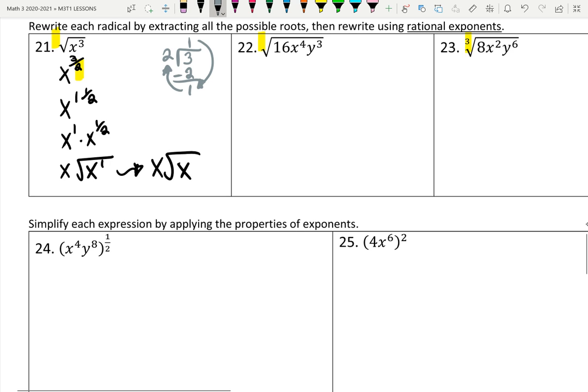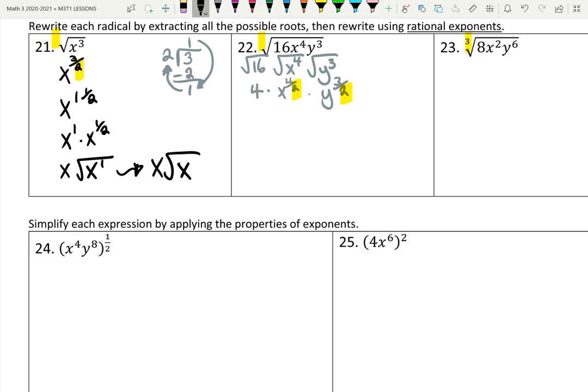This next one, a little more complicated. Same principle. Take the square root of 16. I'm going to take the square root of x to the 4th, and I'm going to take the square root of y to the 3rd. The square root of 16 is a whole number. This is just going to be 4 times, when I rewrite x to the 4th, it's going to be x to the 4 over 2, times y to the 3 halves. Both of these denominators came from the index being 2.